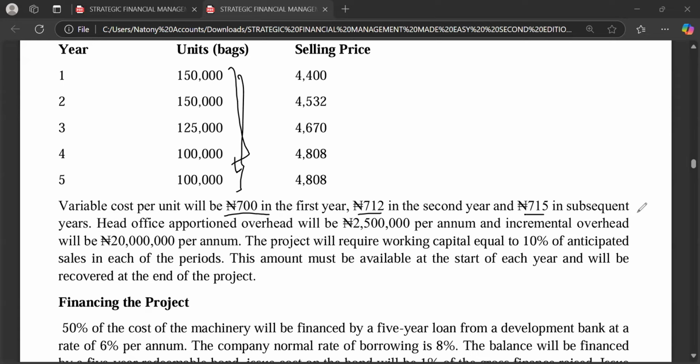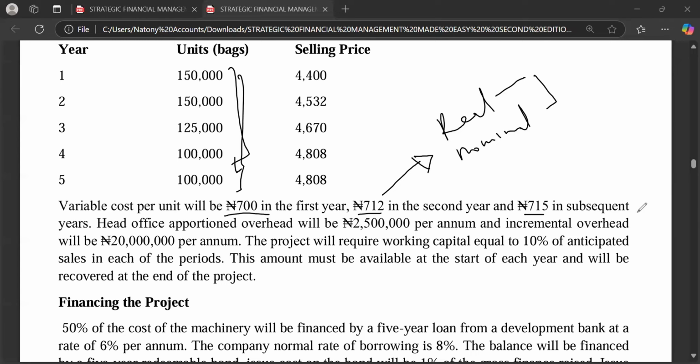715 in subsequent year. Okay. So now, anytime you are giving a price or a cost, you want to be sure that this cost is what you should be using. Right? So what do I mean by that? I want to know if this is real or nominal. So if it is real and I need a nominal value, I will need to convert this to nominal, but it depends on what I need, right? So let's look at this.